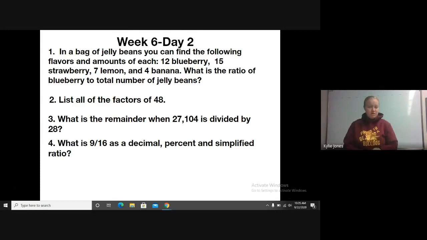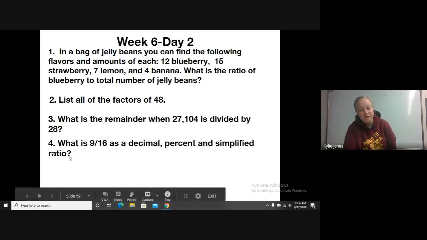Number 2, list all the factors of 48. So factor tree, all the numbers that multiply into 48. Number 3, what is the remainder of 27,104 when it's divided by 28? And number 4, what is 9/16 as a decimal, percent, and a simplified ratio? Remember that simplifying a ratio is exactly like simplifying a fraction for that last one.